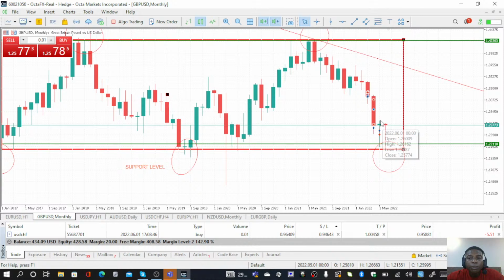Now, let's go to the lower time frame, which is the weekly time frame. Now we can see what is playing out on the weekly time frame. On the weekly time frame, we can see that the market has actually given a bullish signal. Look at the last 3 weeks. Last week closed with a bullish momentum. The previous week closed with a bullish momentum.